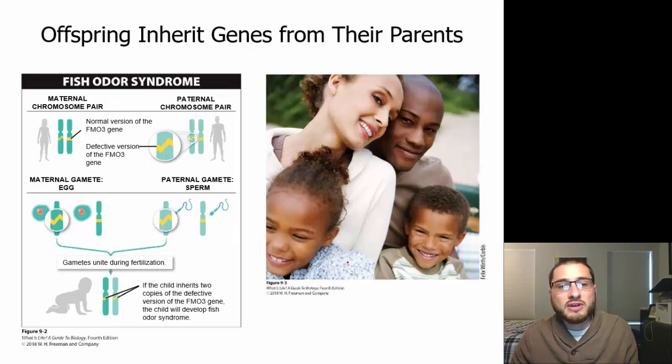So when you look at something like fish odor syndrome, just as an example, we look at these different alleles. This is the same gene, or the same segment of DNA, on both of them. But you see in this one, you have the normal allele for the FMO3 gene, the gene that dictates if you have fish odor syndrome or not. So you have the normal one, which means you don't have fish odor syndrome, and then you also have the defective one, which means you do have the allele for fish odor syndrome. So what we see is that this is a recessive trait.